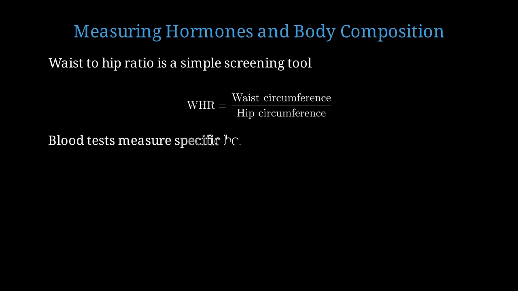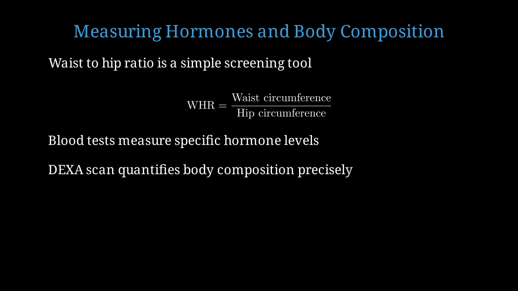Blood tests can measure specific hormone levels: cortisol with dexamethasone suppression test, thyroid function with TSH, free T3 and free T4, fasting insulin and glucose, testosterone, estradiol, and growth hormone with IGF-1 as a marker. Dual energy X-ray absorptiometry or DEXA scan provides precise measurements of fat mass, lean mass, and bone density in different body regions.